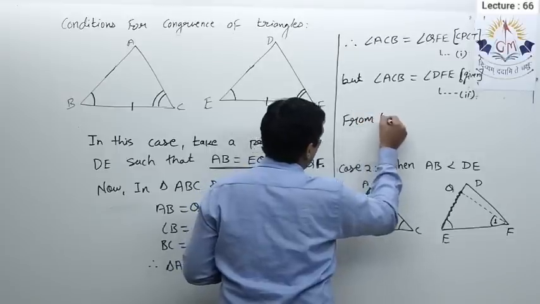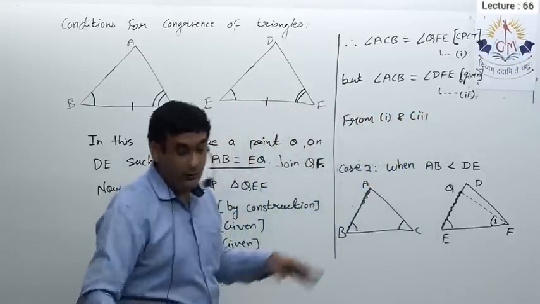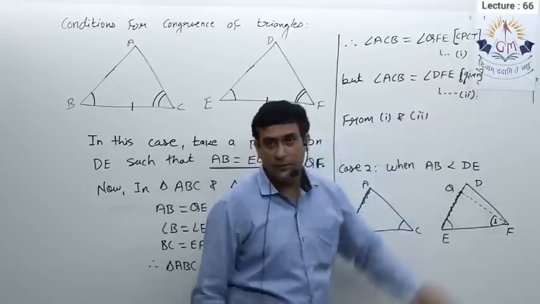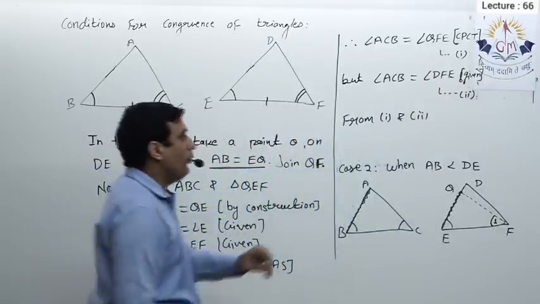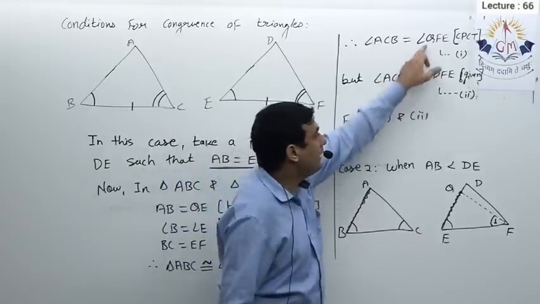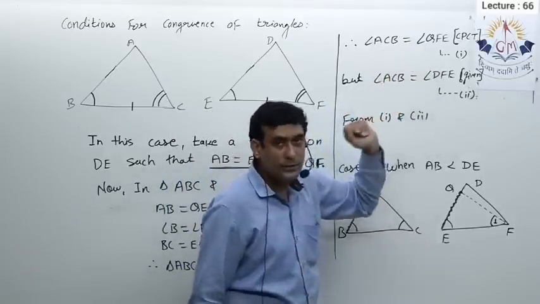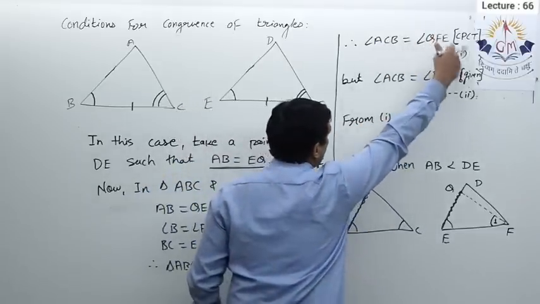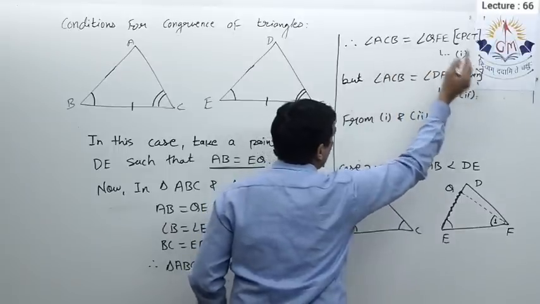From 1 and 2, if you see 1 and 2 here, the right sides are equal, so obviously the left sides will be equal. Or we can use one of Euclid's axioms. What does it say? Things which are equal to the same thing are equal to each other. Either we can use Euclid's axiom, or we can say, as their left hand sides are equal, right hand sides will be equal, or the right hand side is equal, so left hand sides will be equal.